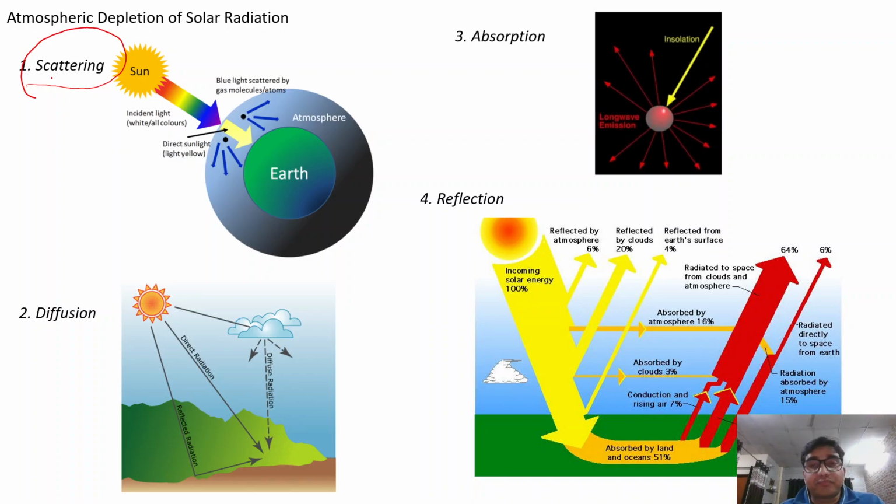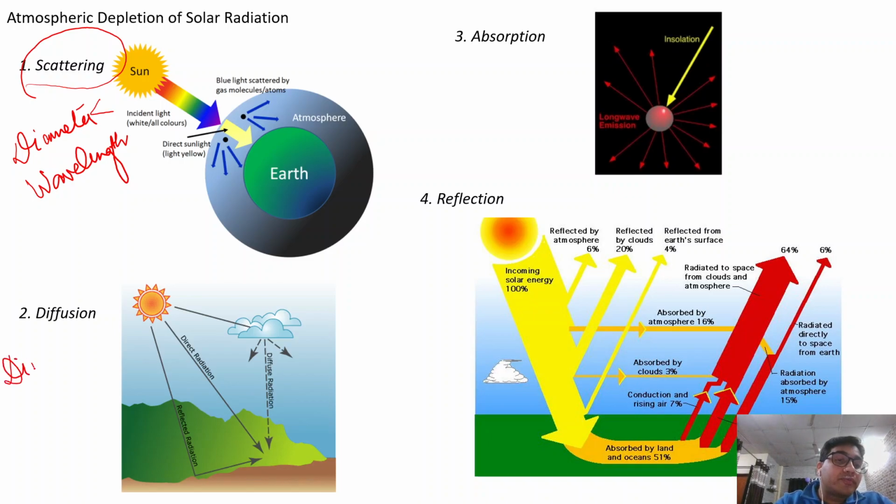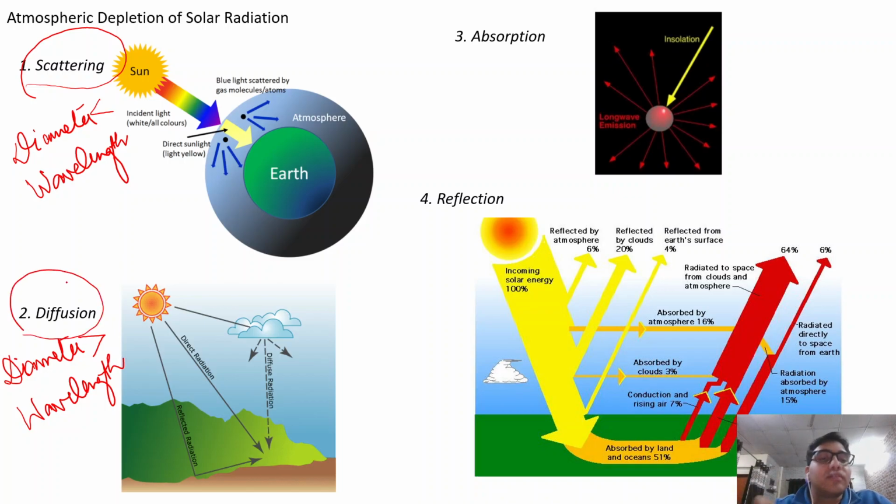The scattering of light, a very important fact over here is that light will be scattered by those particles which have diameter less than the wavelength of the radiation. So the dust particles, the fine atmospheric particles which are smaller than the wavelength of the incoming radiation, they scatter the light. While when the diameter of those particles is greater than the wavelength, then they will cause the diffusion of the radiation.